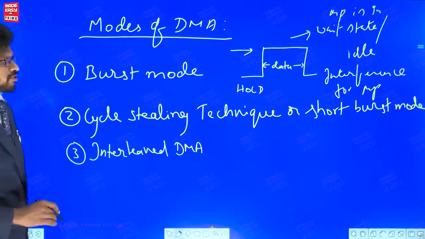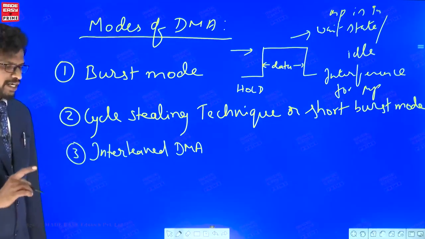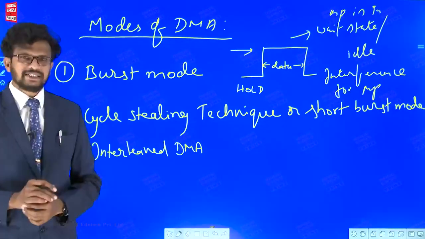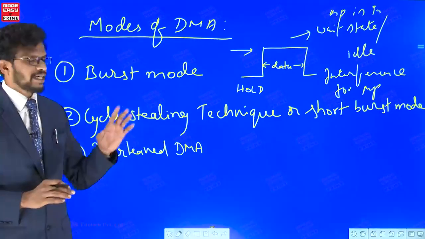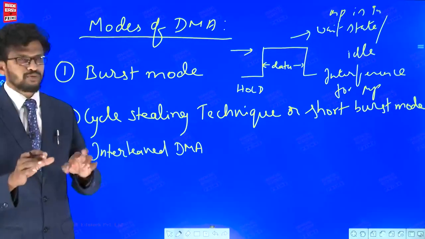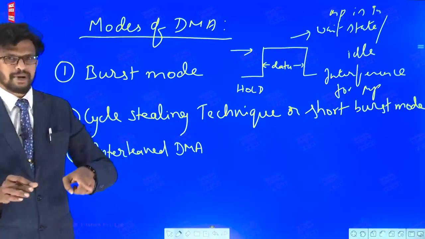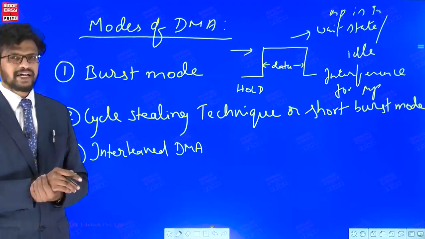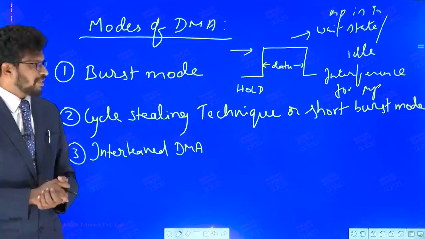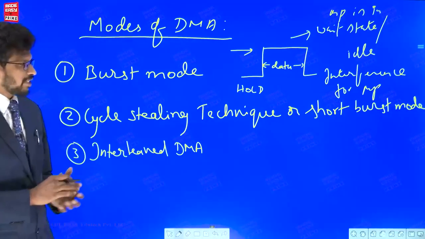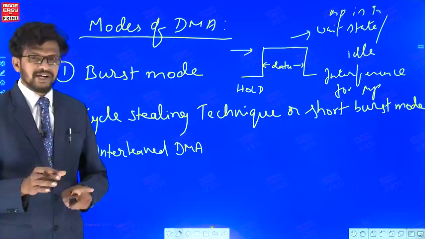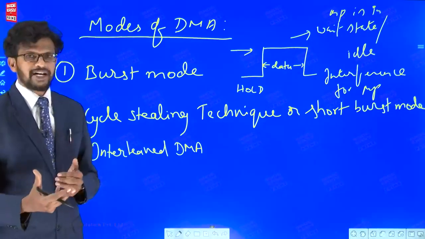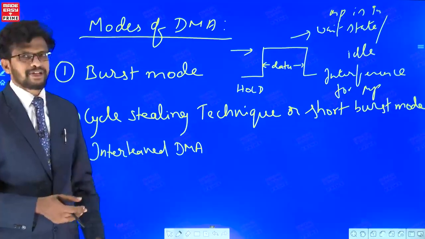What is cycle stealing technique or short burst mode? In the first technique, the burst mode, the IO device is one. Now the 8257 IC can support 4 IO channels. Let us say the IO channels are more, meaning more devices want to access data from memory, but the bus is only one. So it will be something like a time sharing, time division multiplexing type of technique. The data between the memory and IO device will not be continuously transferred by one IO only. The buses are shared with different IO devices, something like time multiplexing.